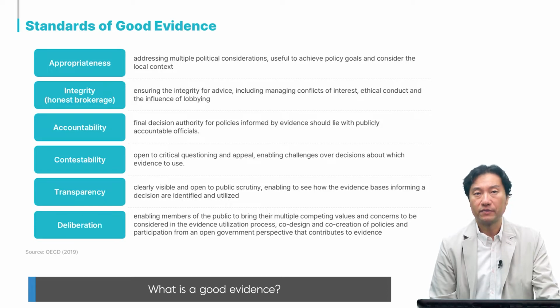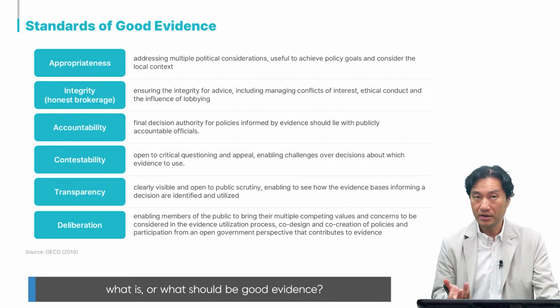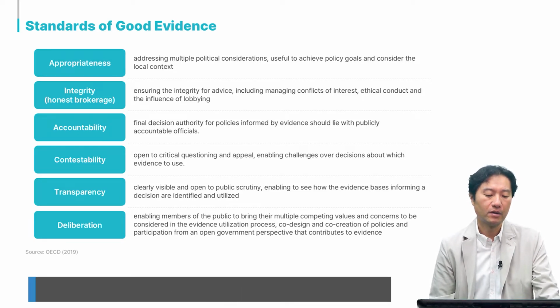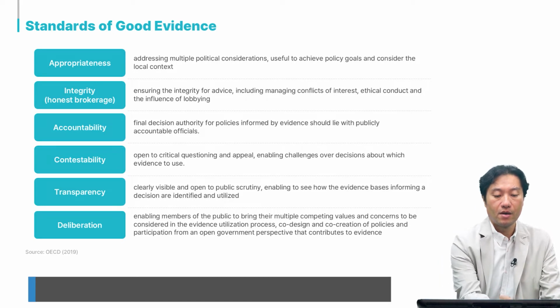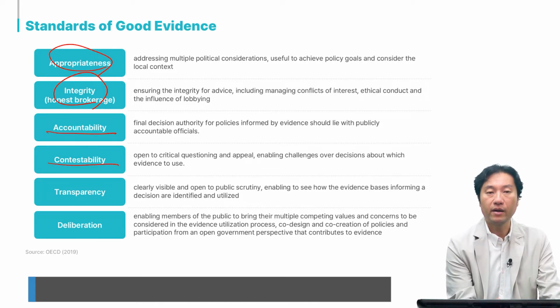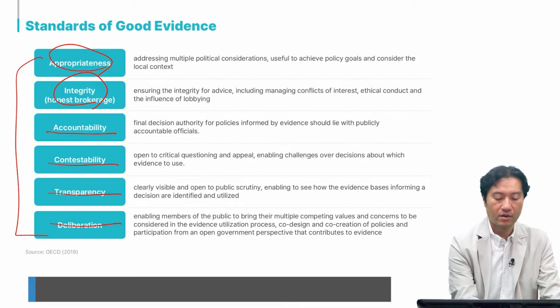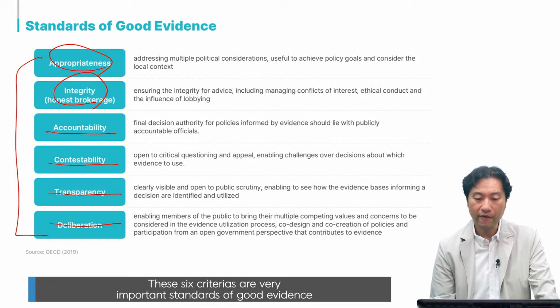What is good evidence? In this data-driven administration age, what is, or what should be, good evidence? These six things are very important criteria: appropriateness, integrity, accountability, contestability, transparency, and deliberation. These six criteria are very important standards of good evidence.